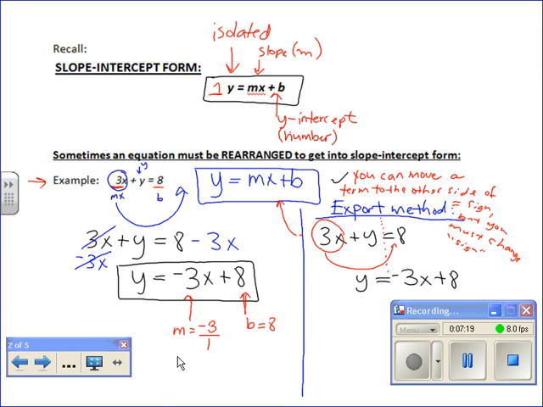This is a good method as long as you remember that you can only export things over and change their sign if the only operation that we have here is addition and subtraction. Okay, it's just a shortcut. So instead of subtracting 3x, I've literally just moved it and I've made it negative, which is the same as subtracting it. Okay.